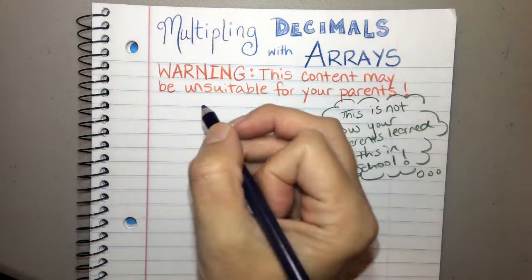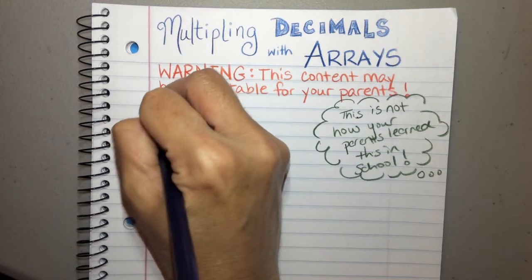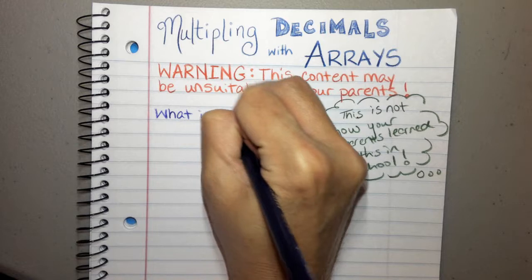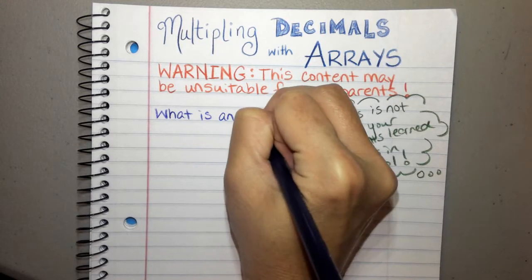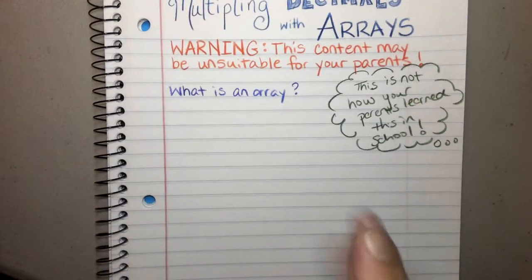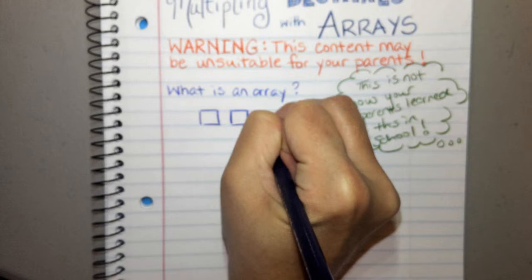Okay? So we're going to start with just a review. Okay? What is an array? Okay? So an array is a way to show a multiplication problem. Okay? So it has rows and columns.